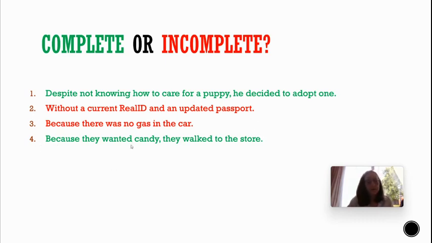Number 4, because they wanted candy, comma, they walked to the store. This is complete. We do have it starting with a dependent clause. However, that dependent clause is joined with an independent clause that could normally stand on its own, and the whole thought makes sense, so we are good to go.